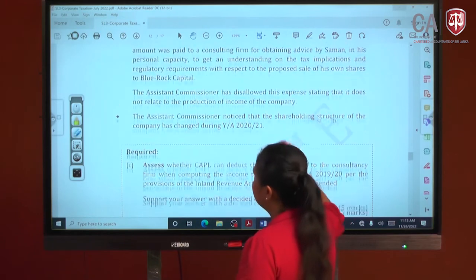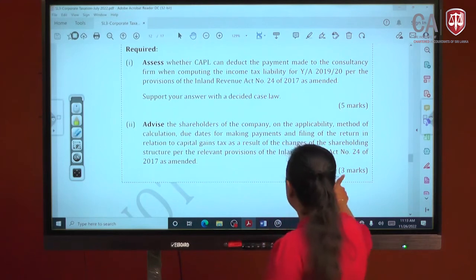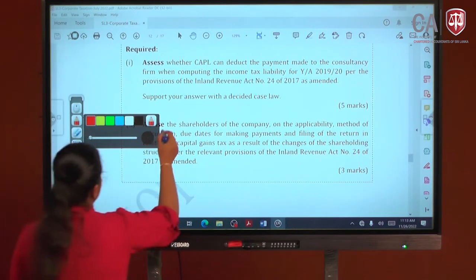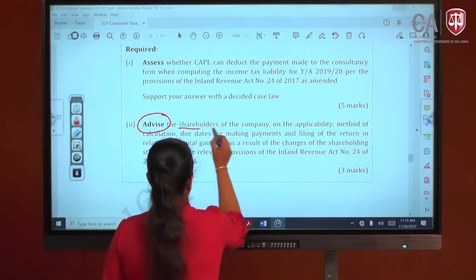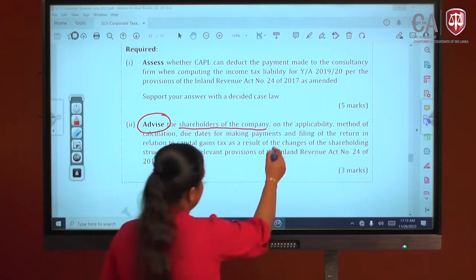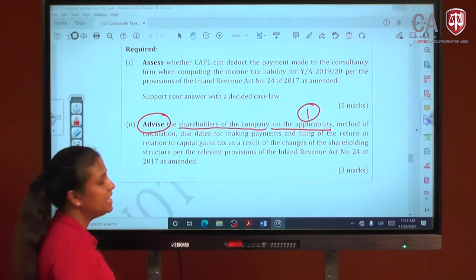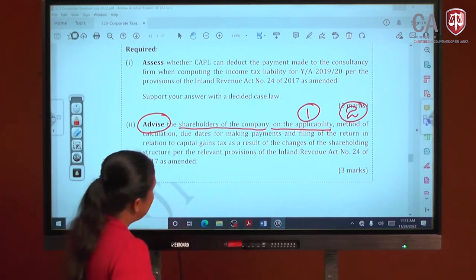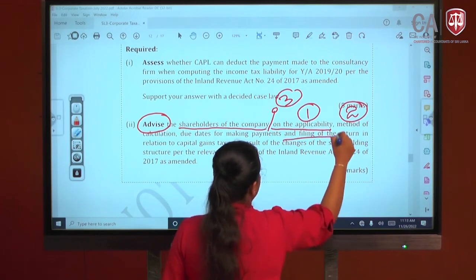In part B, the second one. How many marks? 3 marks. Advise, this is the action verb. The action verb is advise. To the shareholders of the company, on the applicability first, then the method of calculation, the due date of making payment as the third, and the fourth, filing of the return.